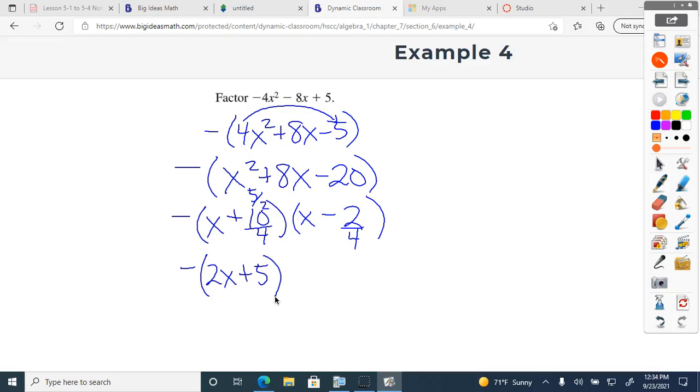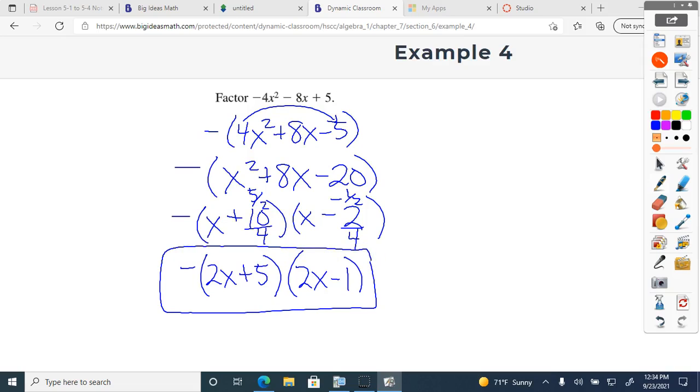How about 2/4? Does that reduce? Yes. It reduces to 1/2. So this one's going to be 2x minus 1. There are your factors. Okay?